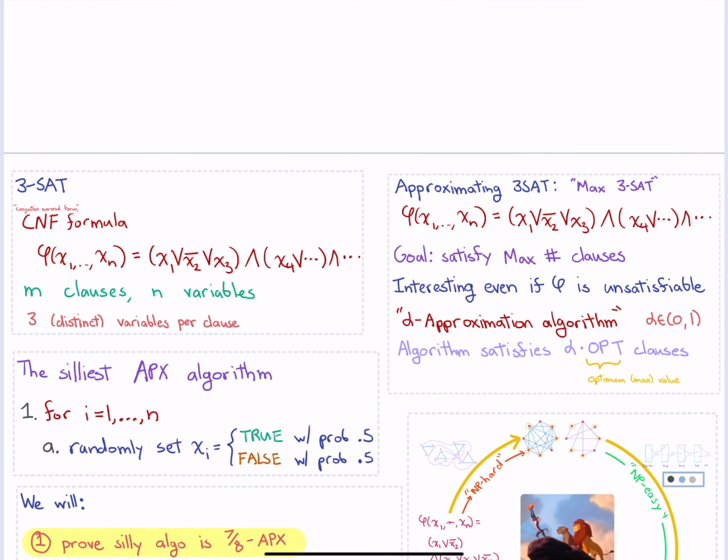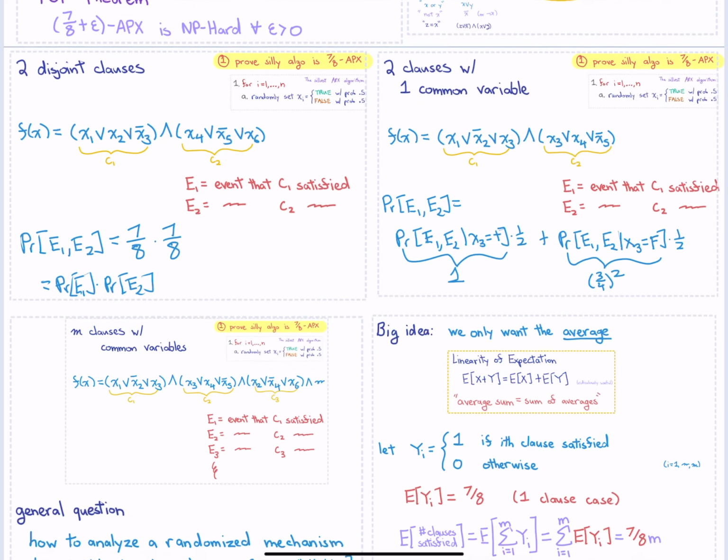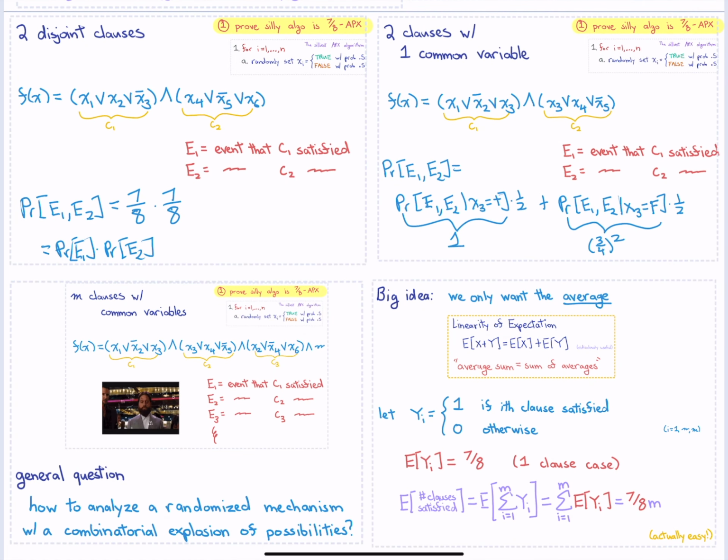We'll do SAT first. I know you've seen this a million times before. You're given some SAT formula, and you want to satisfy as many clauses as possible. Last time we did 3-SAT, with specifically 3 variables per clause. And today we're going to relax that to general SAT. For 3-SAT, we showed that flipping coins will get you a 7/8 approximation. That was the analysis.